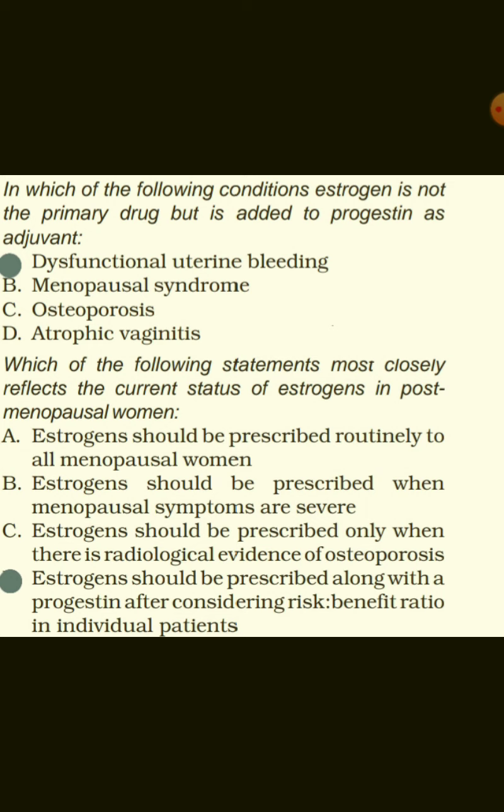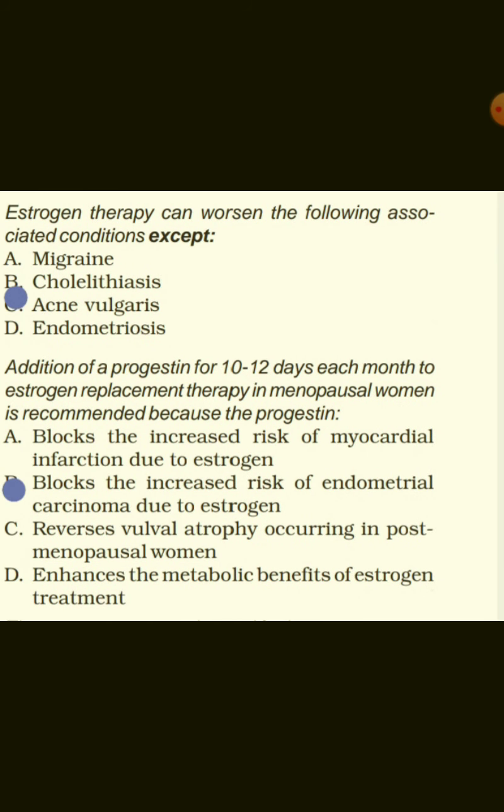In which of the following conditions estrogen is not the primary drug but is added to progestin as adjuvant, that is dysfunctional uterine bleeding? Which of the following statements most closely reflects the current status of estrogen in postmenopausal women? That is, estrogen should be prescribed along with progestin after considering risk-benefit ratio in the individual patients. Estrogen therapy can worsen the following associated conditions except acne vulgaris.